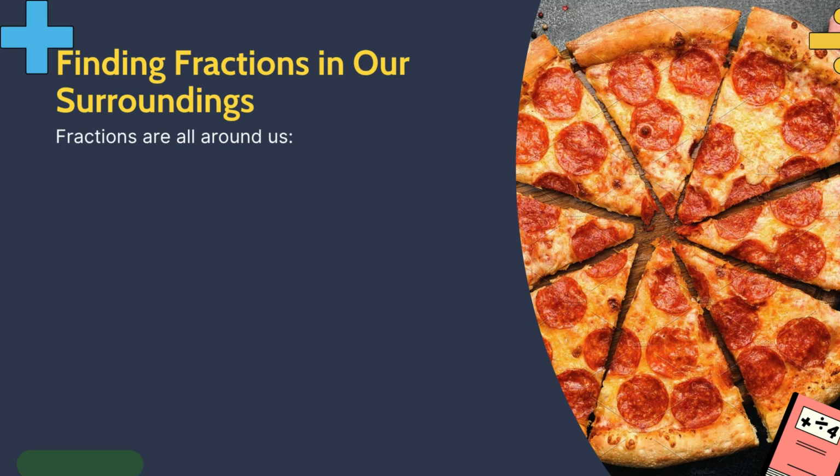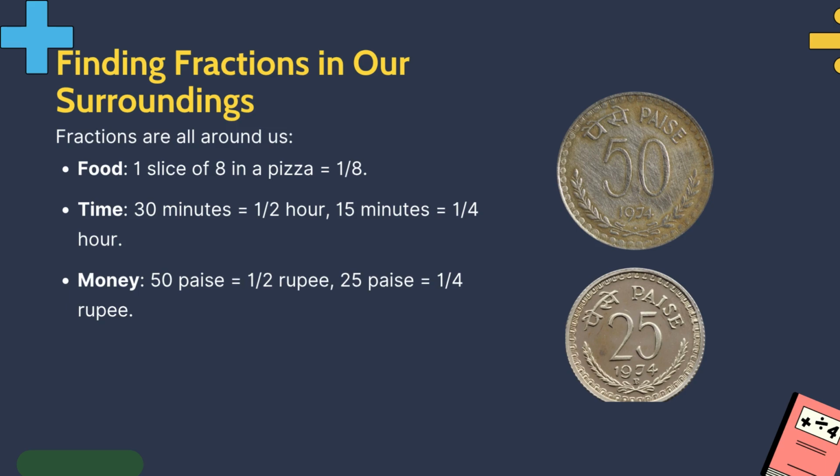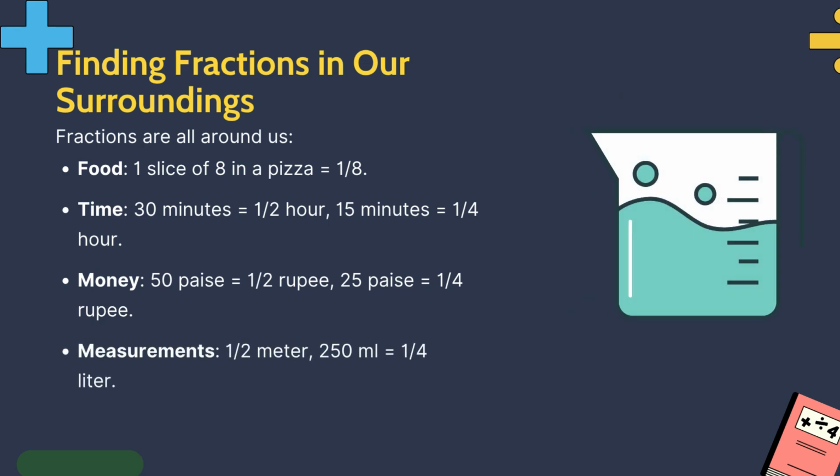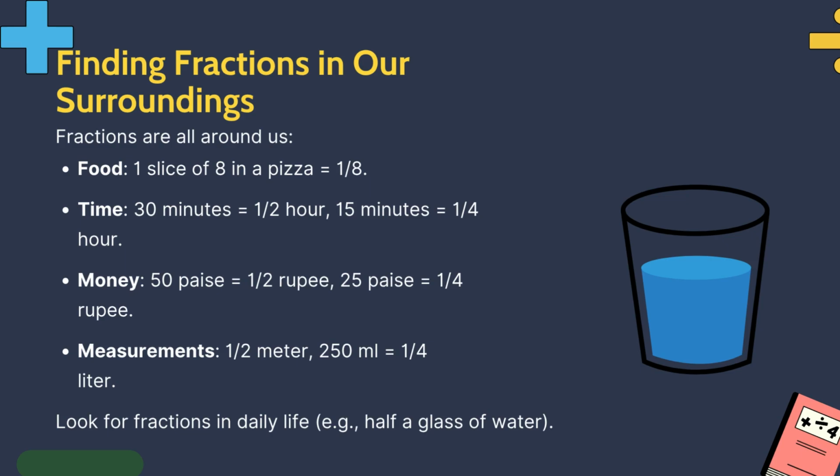Fractions are all around us in our daily lives. For example, in food, if you have one slice from a pizza of 8 slices, that's 1/8. In time, 30 minutes is a half hour, and 15 minutes is a quarter hour. In money, 50 paise is a half rupee, while 25 paise is a quarter rupee. In measurements, we might say we have a half meter or 250 milliliters is a quarter of a liter. So, look for fractions in daily life, like half a glass of water.